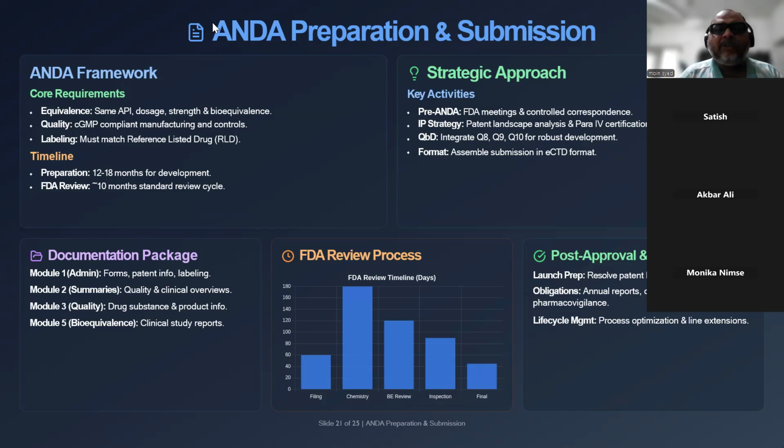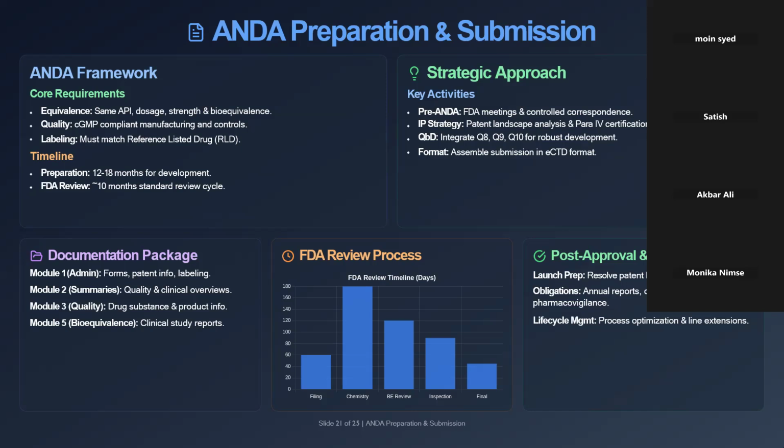So the normal timeline for preparation is 12 to 18 months for the development. This is something general which has come. In my organization, we consider that if a product is an IR product, we develop it in 12 months, and if a product is sustained release, 18 to 24 months. And FDA review usually takes 10 months for a standard cycle, but again, it depends upon the situation. Sometimes it goes to 2 years also, sometimes it comes in 8 to 10 months also.